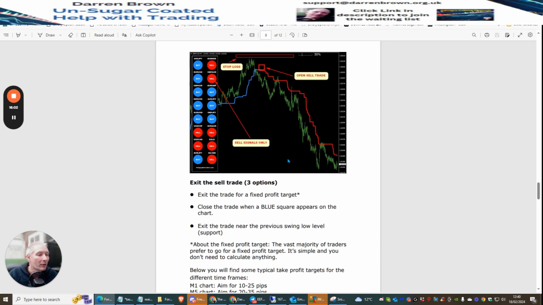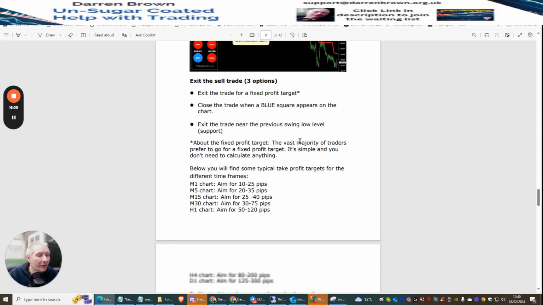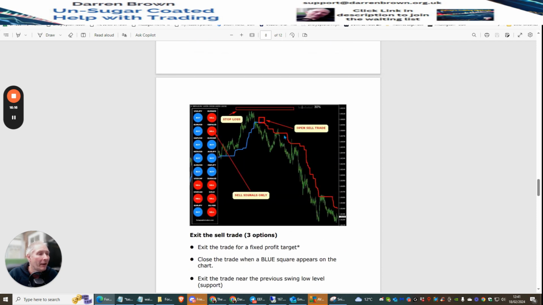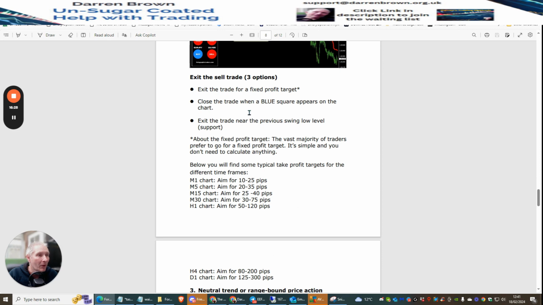Okay, exit the sell trade. There are three options. Exit the trade for a fixed profit target. Close the trade when a blue square appears on the chart, and exit the trade near the previous swing low level support. What this normally means is if you are in a bearish market and a blue square appears, it's telling you that the trend may change. So this will be a good time to get out if you're already in profit. That's just something to bear in mind. Exit the trade near the previous swing low or the level support. About the fixed profit target, the vast majority of traders prefer to go for a fixed profit target. So pretty much the same information that was here before, and it gives you the pips rating here, which you can use.